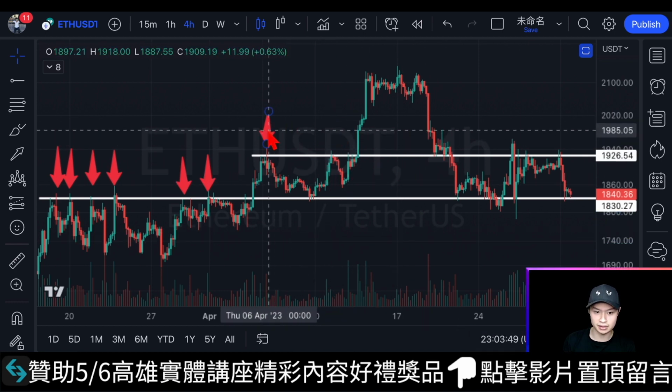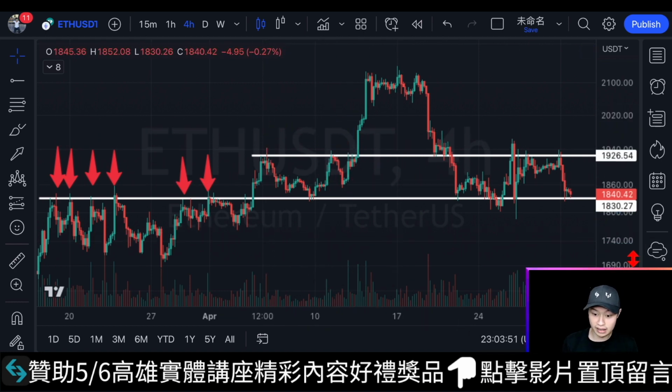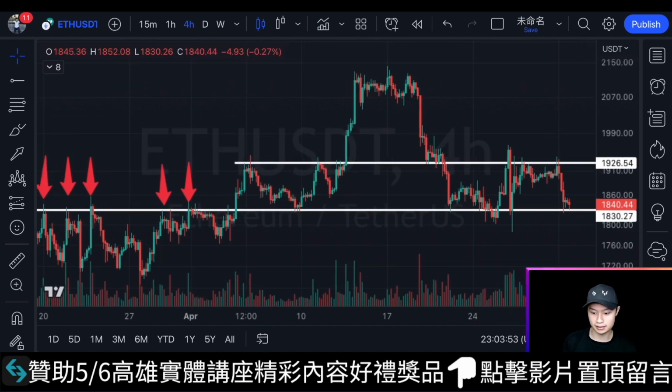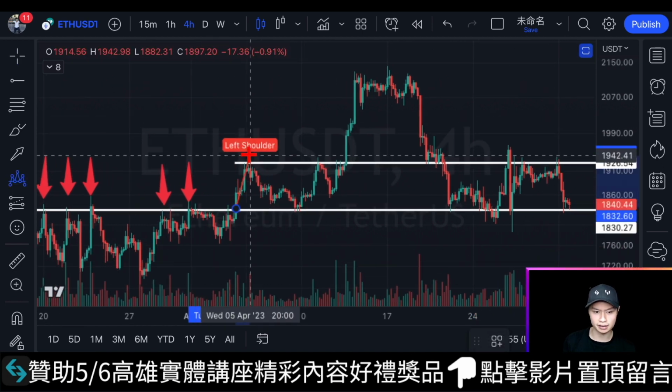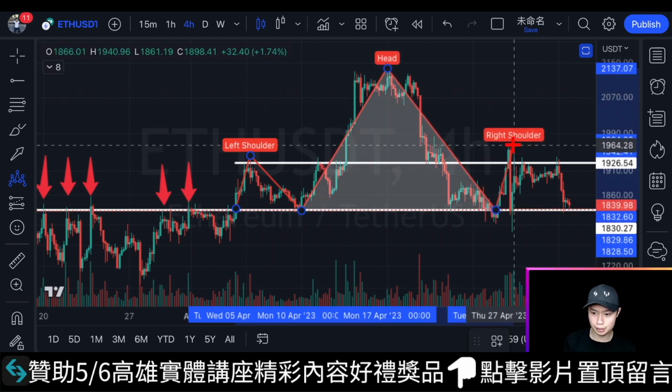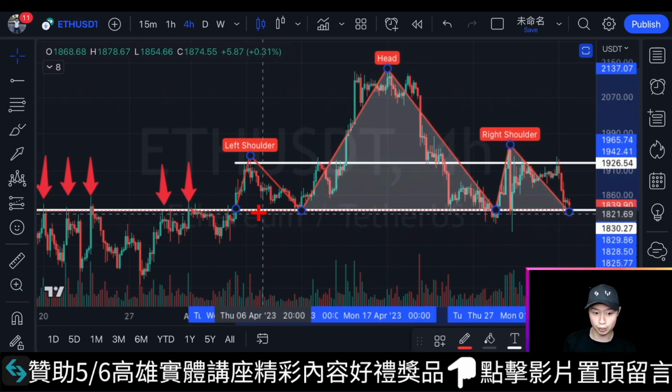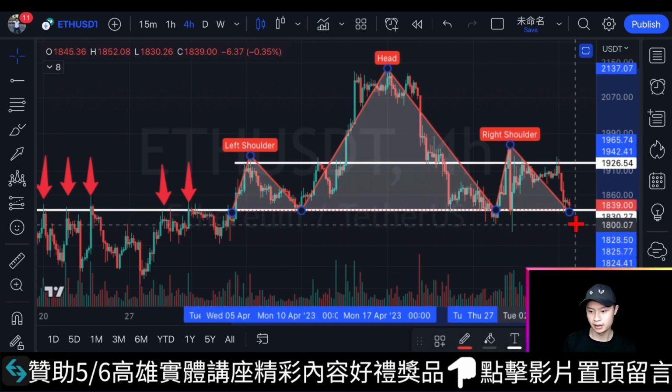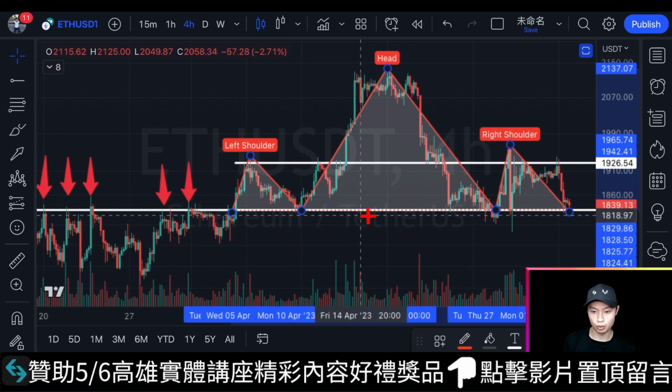It's common to see the price oscillating, bouncing back and forth in this range between these two levels. However, there is one thing that is concerning. A head and shoulders pattern has emerged here. Currently, we are above the support level of this pattern. But if the price breaks below the line, there is a possibility that we may experience a significant drop.